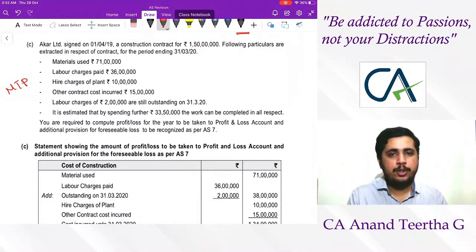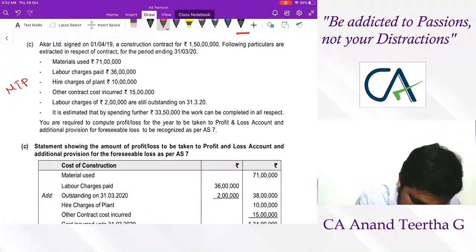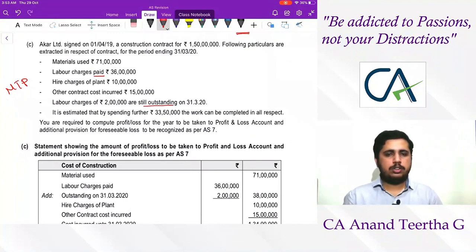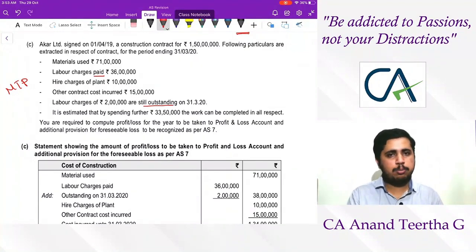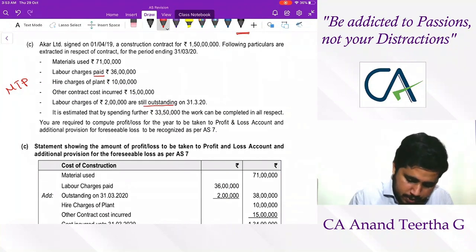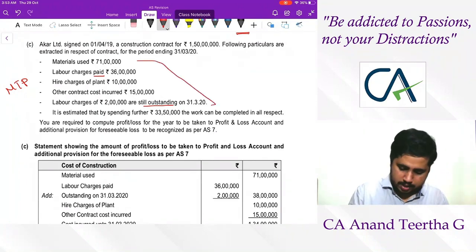Only one point I want to be more specific about, which is labor charges paid and labor charges still outstanding. So when it comes to the labor charges mechanism, you have to add both. Both of them will be added to get your answer. So you just have to add everything to get the cost incurred till date. It is already done here.